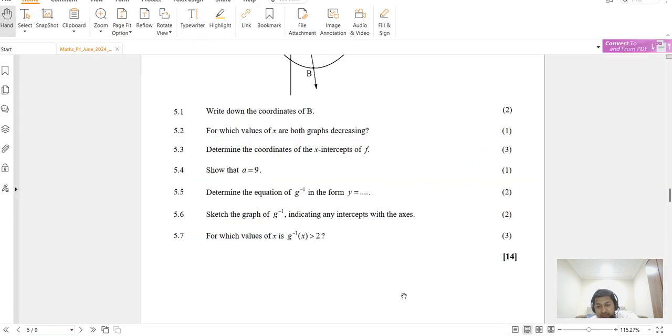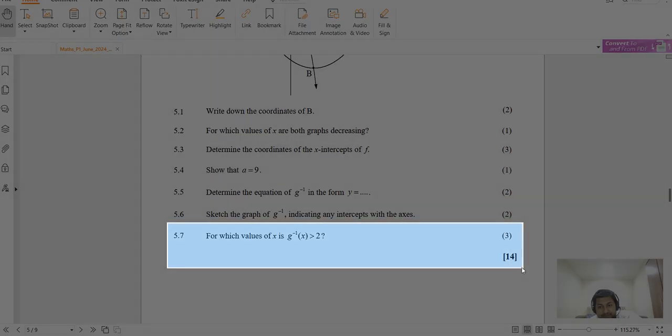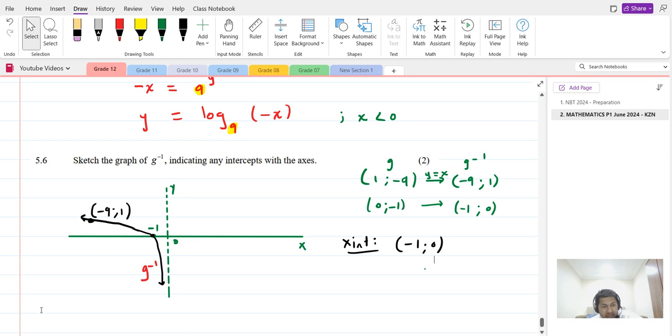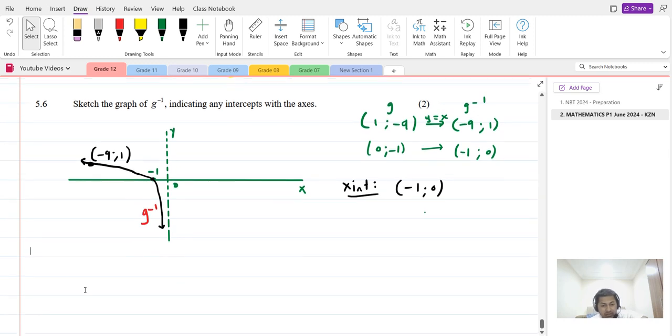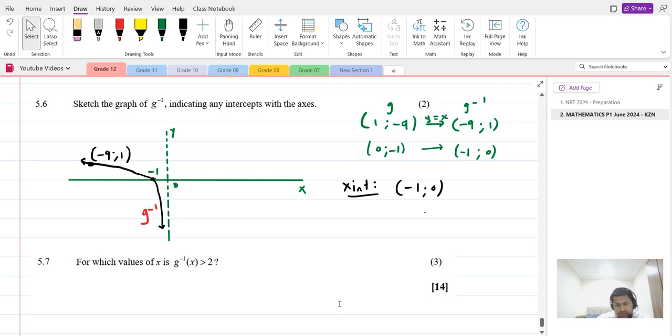Next question, 5.7. Nice question here. They always ask these types of questions at the end on log graphs. G inverse of x must be greater than or equal to 2. So now what does that mean? It means for which values of x is G inverse of x greater than or equal to 2.